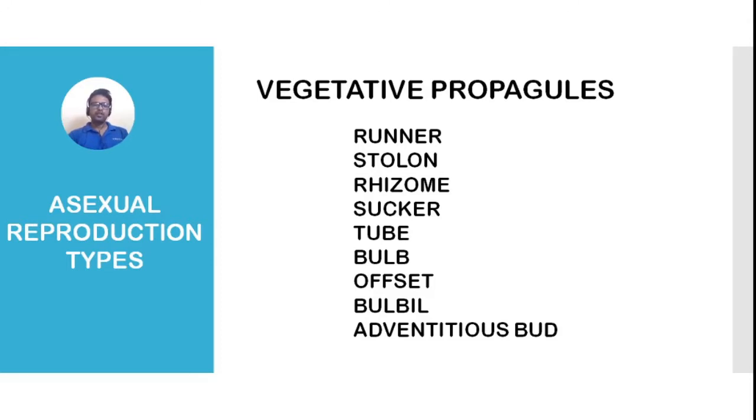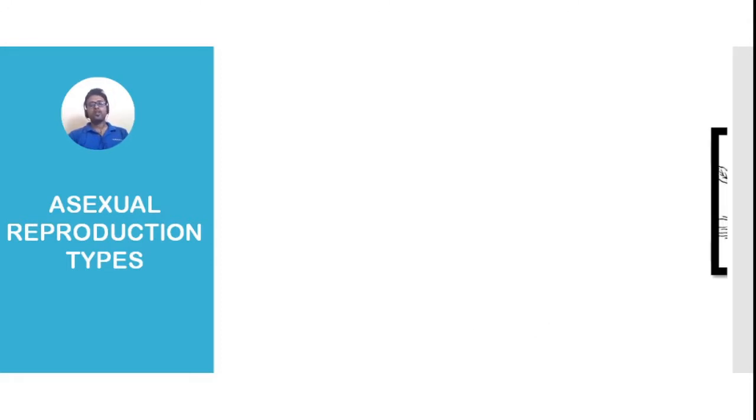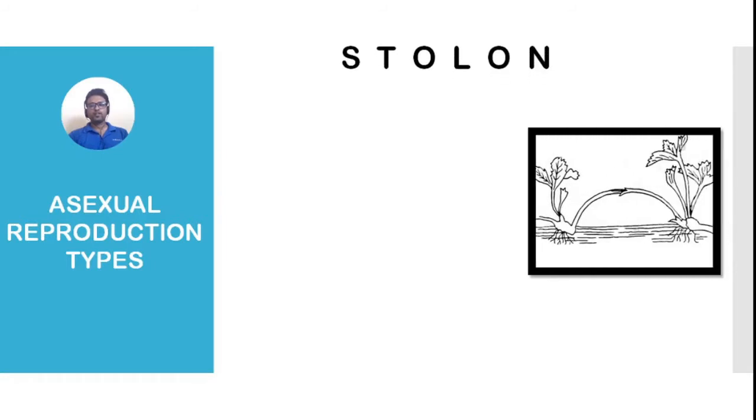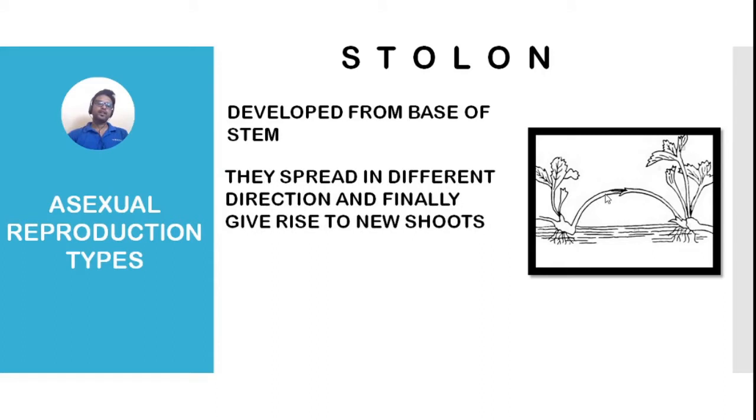And now let's discuss one by one, very briefly. The first one is stolon. You see, stolon is a modification of stem. This is the base of a stem, and from this base of the stem, stolon arises. This is the stolon. So I repeat again, from this base of the stem, this stolon arises. And after origin, this stolon can spread in different directions. And you see in this image, finally this stolon gives rise to new plant parts.